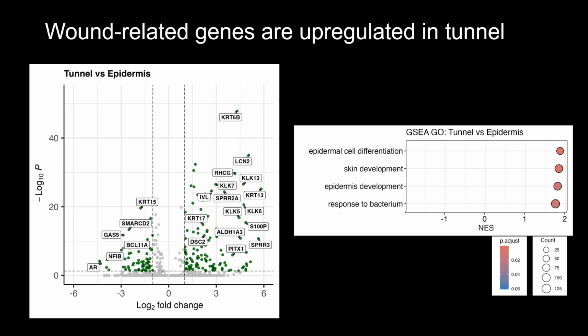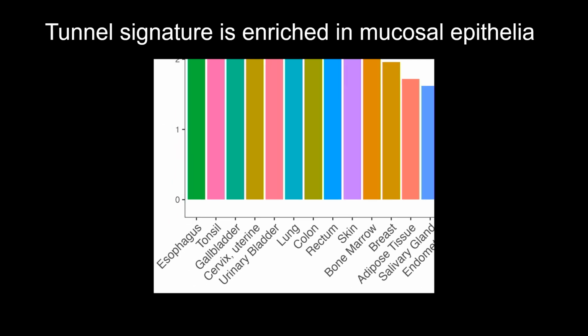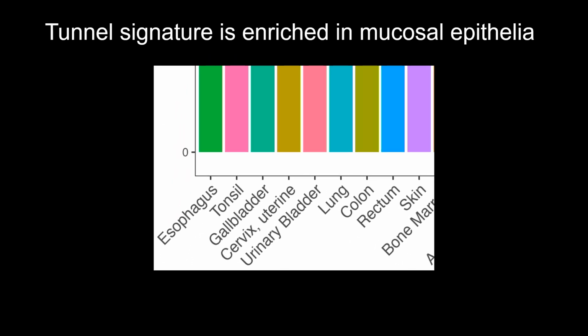So we next wanted to know if these tunnel upregulated genes were specific to a skin signature or if they were enriched in other types of tissue. So we did an enrichment analysis against all of the mRNA expression data of the Protein Atlas, and we showed that there was much more of an enrichment of internal epithelial structures compared to the epidermis, such as the GI tract and the female reproductive tract. Now specifically, the tunnel upregulated genes were more than 20 times enriched in the esophagus compared to the epidermis.